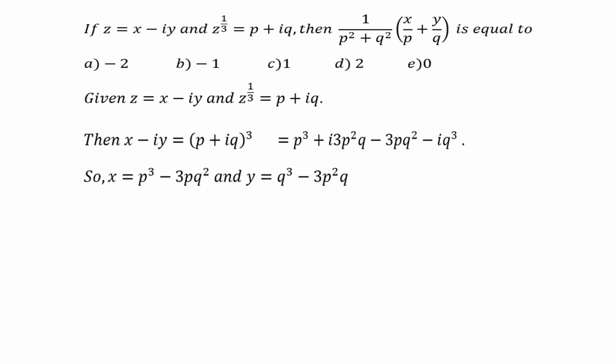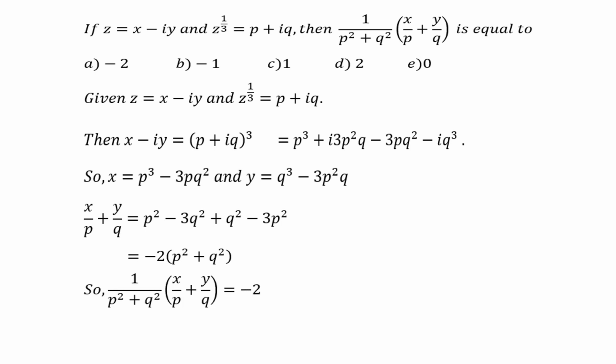Then x divided by p plus y divided by q equals p square minus 3q square plus q square minus 3p square, that is equal to minus 2 into (p square plus q square). So 1 by (p square plus q square) into (x divided by p plus y divided by q) is minus 2. So the correct choice is choice A.